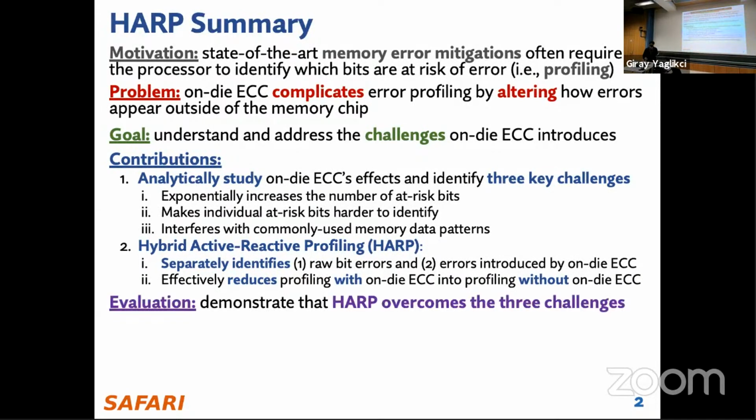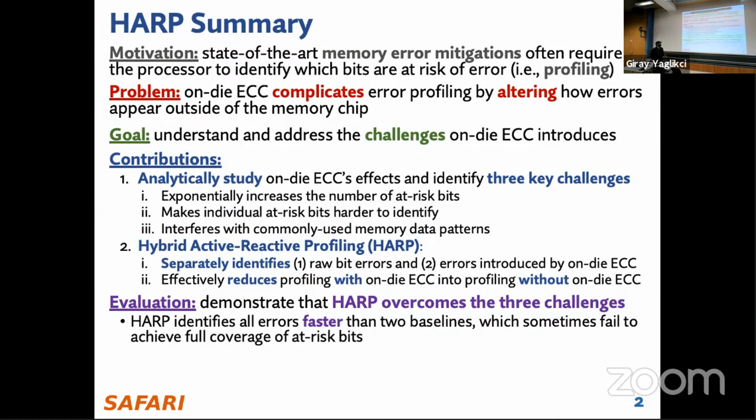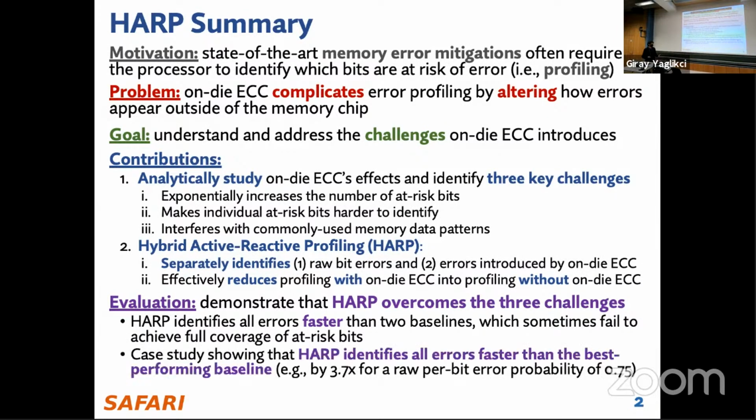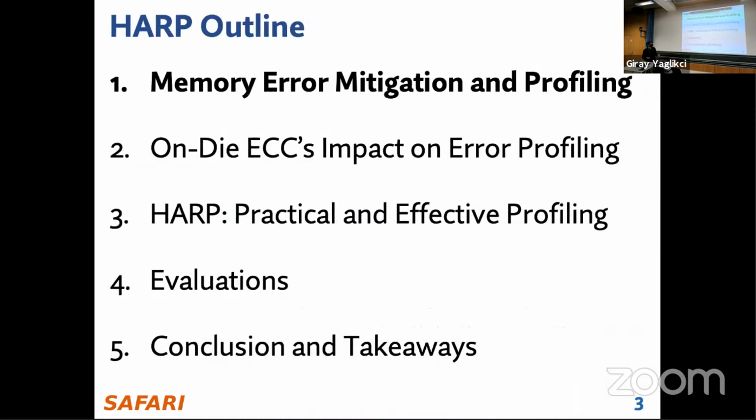And so in our evaluations, we demonstrate that HARP overcomes all three of the challenges that I mentioned earlier. And HARP identifies all errors faster than two baseline profiling algorithms, which sometimes actually fail to achieve full coverage of at-risk bits. And second, we provide a case study that shows that HARP identifies all errors faster than the best performing baseline by 3.7x as an example result. And so our artifacts are available at GitHub, which essentially allows you to reproduce our evaluations. And so this is an overview of my talk. And so I'll start out talking about general memory error mitigations and profiling.